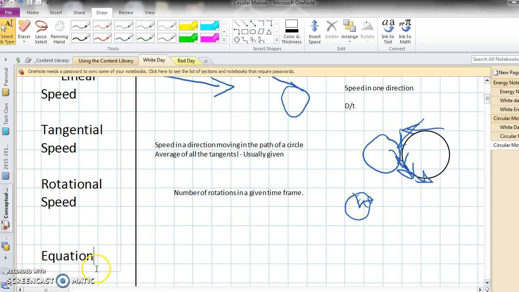Now, what I was getting into was the equation for rotational and tangential speed. If it really throws you off, just say equals: v equals radius times omega.